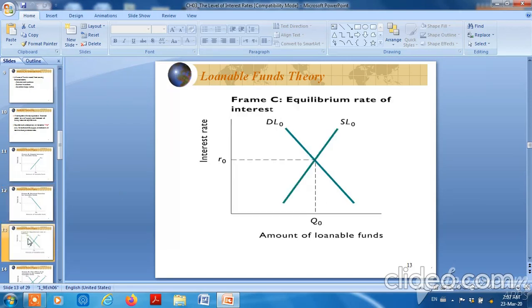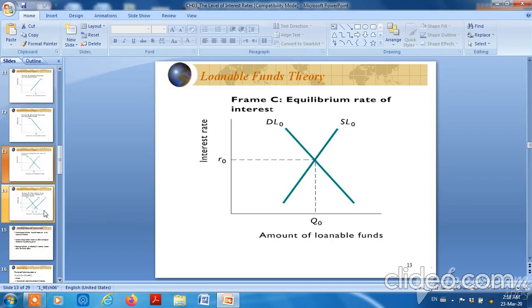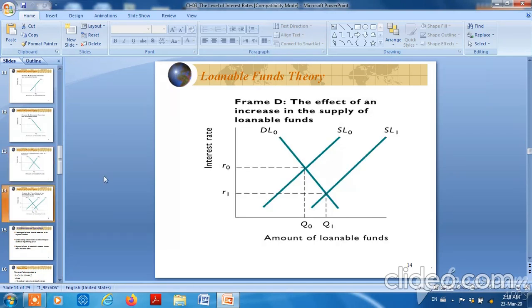So, in frame C, at the equilibrium rate of interest, you will find the supply equation, SL0, and the demand equation, DL0. The amount of loanable funds will be Q0, and the interest rate will be R0. Q0 and R0 are determined at the equilibrium point, the intersection between the supply function and the demand function, according to loanable funds theory. But I have told you that the equilibrium point is not stable.